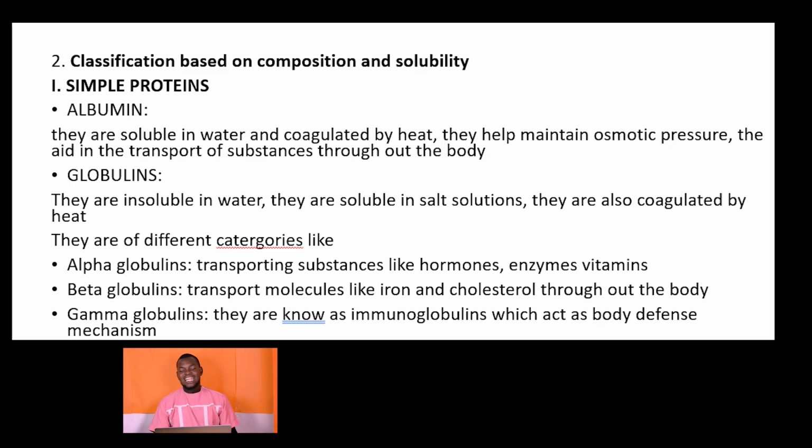Now, the next type of simple protein we're talking about is the globulins. Globulins are insoluble in water as opposed to albumin, which is soluble in water, and they form soluble salt solution.